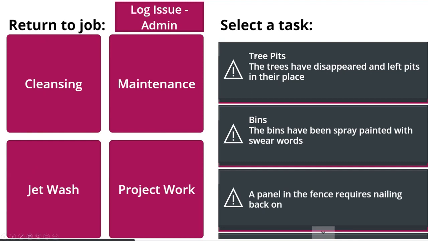On the right-hand side, we've got a list of all the tasks. As a gardener is at the location, this task list is saying that there have been reported issues there. So the bins have been spray painted with swear words. A panel in the fence requires nailing back on. As well as their day-to-day routine, they're also immediately presented with a list of other tasks that they should do. And if they revisit that site, perhaps because they need to get different materials, those are something they can work on and start to check off.